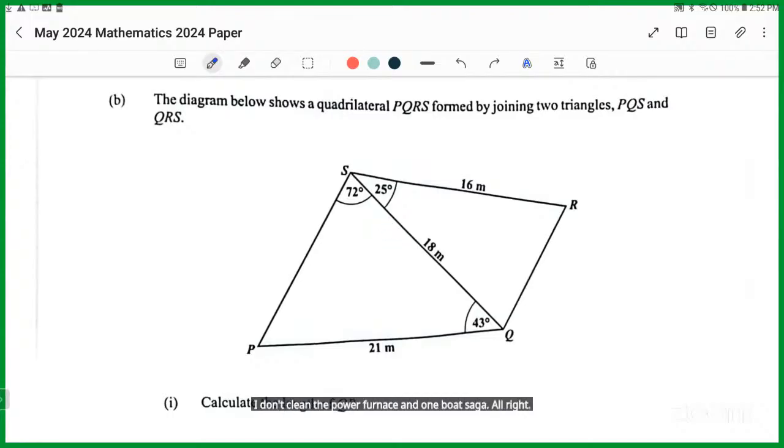It says calculate the length of QR right here. This is QR over here. When I work in this triangle, I use the cosine rule, because we have 2 sides and an angle between.